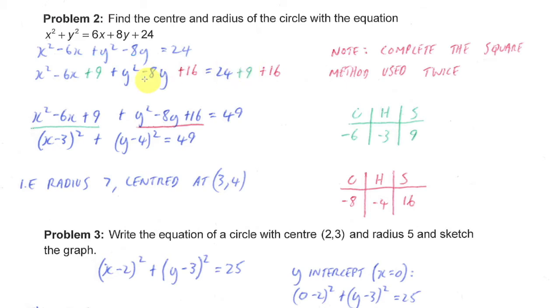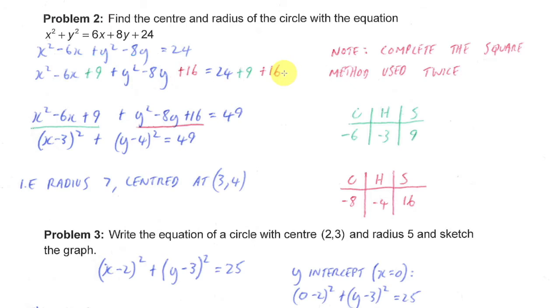Okay. Now let's look at the y's. I've got y squared take 8y. I want to add a number to it to create a perfect square. You can see it's 16. How did I get there? Coefficient of y is negative 8. I halve it and then square it to get the positive 16. So I'm adding 16 to the left. I have to also add 16 to the right.